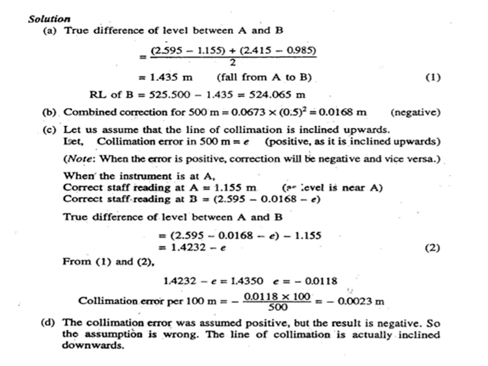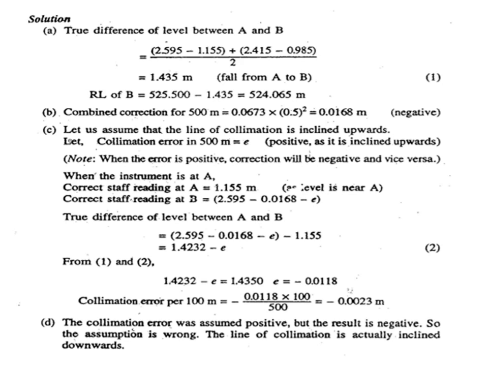So let us assume that the line of collimation is inclined upward. So this is the assumption, and let's consider the collimation error in 500 meter is e. When the error is positive, the correction will be negative, and vice versa. So the correct staff reading at A equals 1.155, which is given, and the correct staff reading at B equals 2.595 minus 0.0168 minus e. So the true difference between A and B equals 2.595 minus 0.0168 minus e minus 1.155, and it is equal to 1.432 minus e.